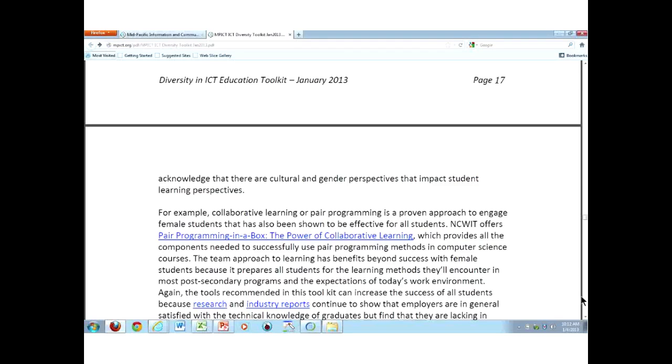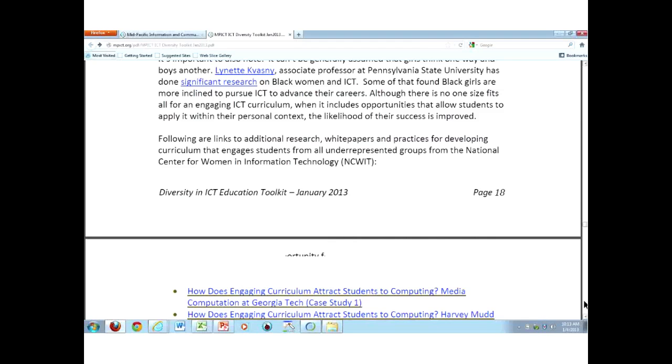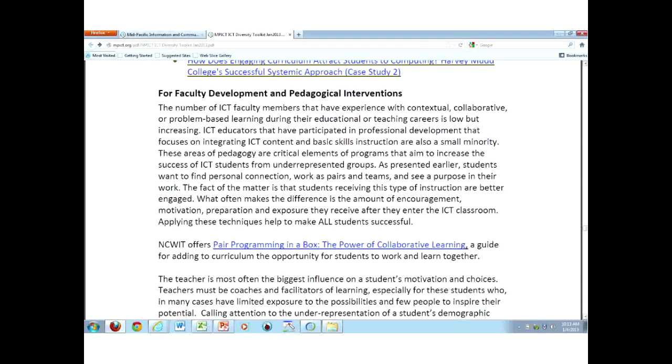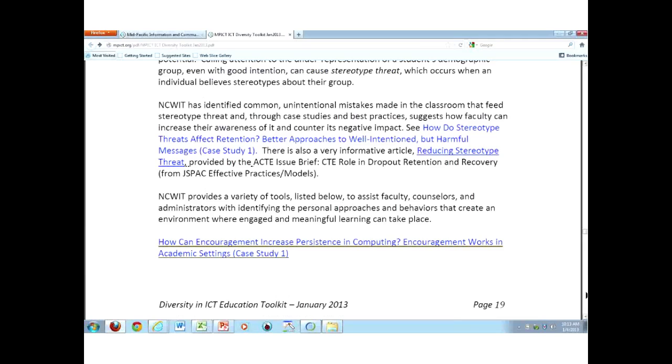You've heard about pair programming as an additional approach within your curriculum. Basically, this particular tool by NCWIT really helps to integrate that whole collaborative learning into your curriculum. Again, this is a tool that you can get there. I'm going to rush through this. Pair programming, again, mentioned there. One of the other things, too, is that it's a really interesting phenomenon as far as underrepresented students in this area is stereotype threat.